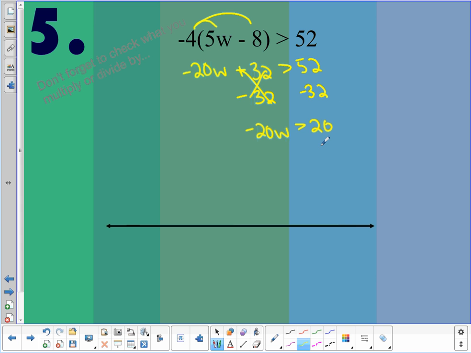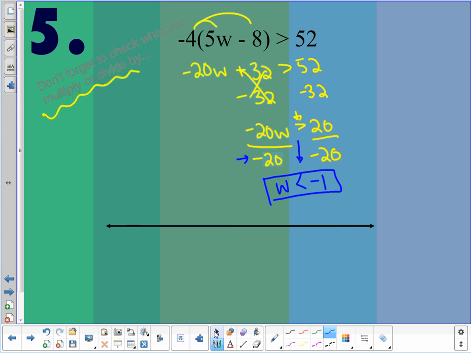52 minus 32 is 20. And then the last thing is to divide by negative 20. Now I'm dividing. The very fact that I said the word divide means that I need to look at what I'm dividing by, and I need to check if I need to flip my symbol. In this case, I do. I'm dividing by a negative, so that means this greater than symbol is now going to turn into a less than symbol. So I'm looking at W is less than negative 1.